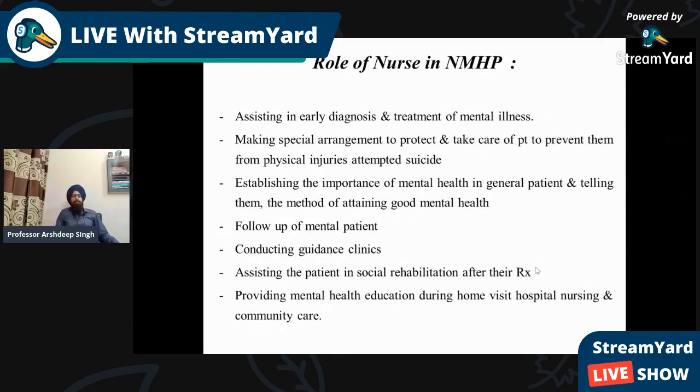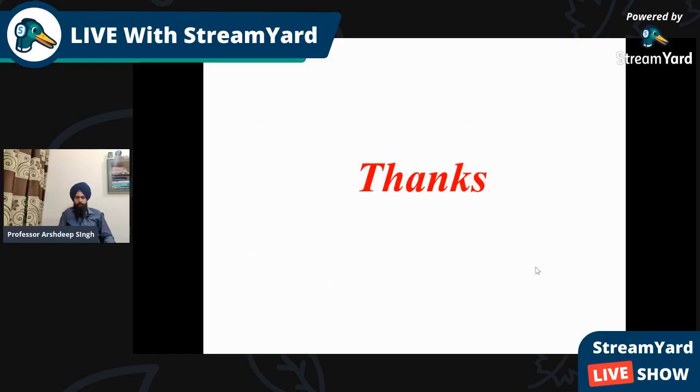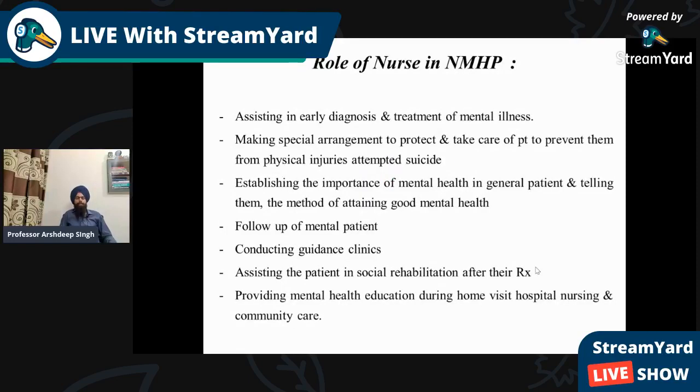So that was all about the program, and at last I have added in this slide the role of the nurse in the National Mental Health Program. The nurse is an important health personnel in the program. First is assisting in early diagnosis and treatment of mental illnesses. So that is the secondary prevention.